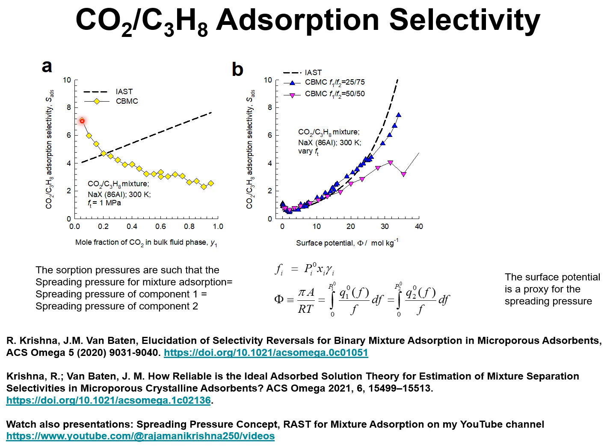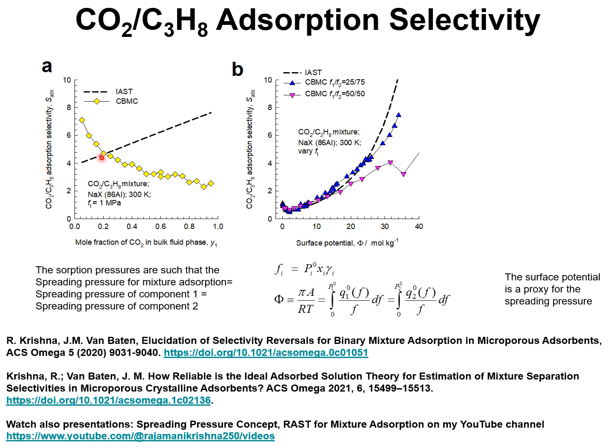We see that the increase of CO2 in the bulk fluid phase mixture results in a decrease in the adsorption selectivity of CO2 with respect to propane.